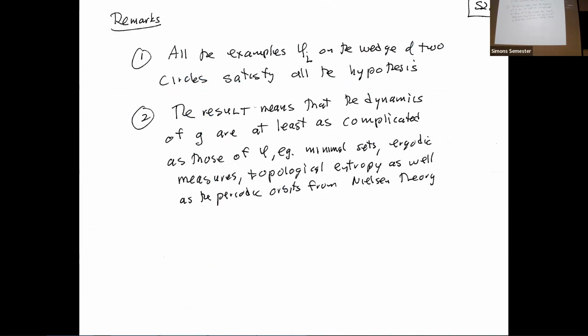All right, so here are the remarks. All our examples were cooked up so they satisfy all these hypotheses. All these maps on the wedge of two circles satisfy the hypotheses. And so you preserve all these dynamics. And again, all you need to know is the action on pi1. So if you have the same action on pi1 for this space, you're homotopic, and therefore you have all the dynamics of the phi, which are the minimal models.